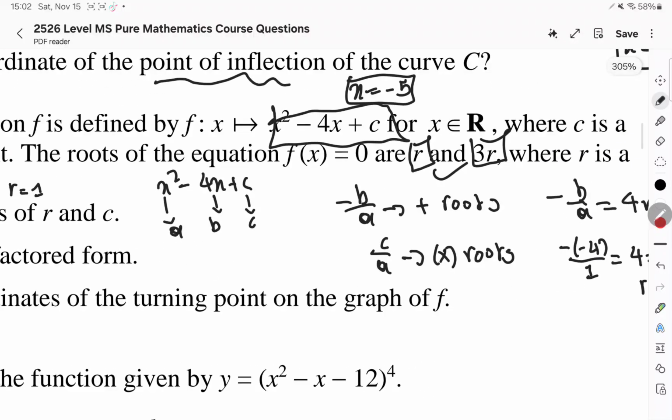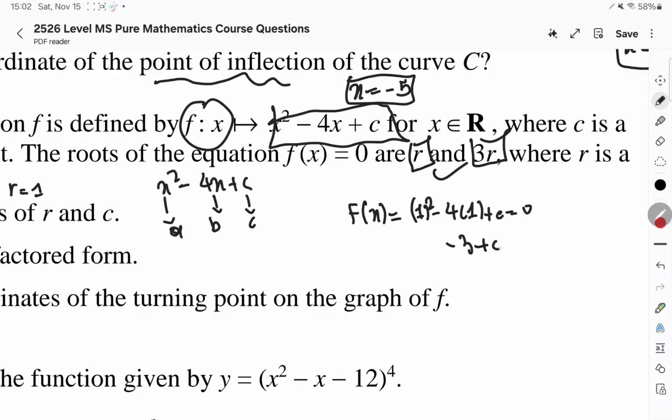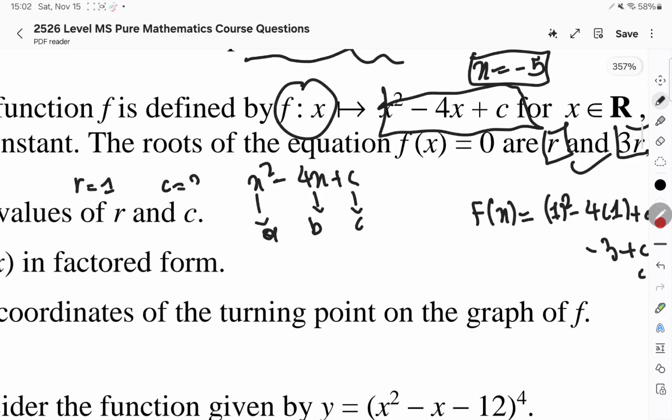Now you can plug in r instead of x and set f(x) equal to 0 here. So f(r), which is 1 squared minus 4 times 1 plus c, is equal to 0. So that means 1 minus 4 is minus 3. Minus 3 plus c is equal to 0. C is equal to 3. So now we know that c is equal to 3.